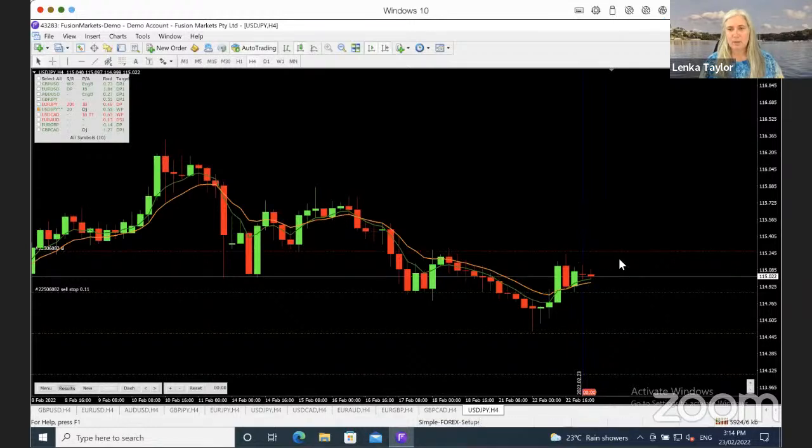And now it's a pending order waiting to be executed. If the price comes below here, the trade will be open, executed, and it will take me into the trade. So there we go. Any questions, let me know.